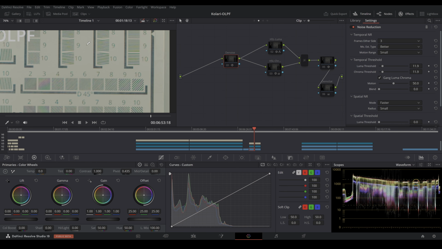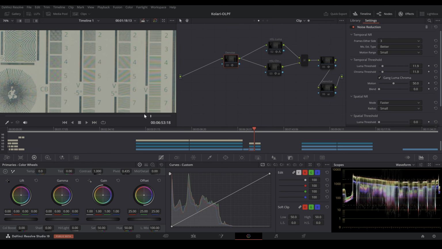Of course that's a more scientific test, so it's really rare that you will encounter this much moire in real life, but when you encounter it, it becomes very strong. And we can actually combat that. So one way is to use denoise. So what I usually do is I have a denoise node. For B-raw I mostly use currently 11.9 for the temporal noise reduction.